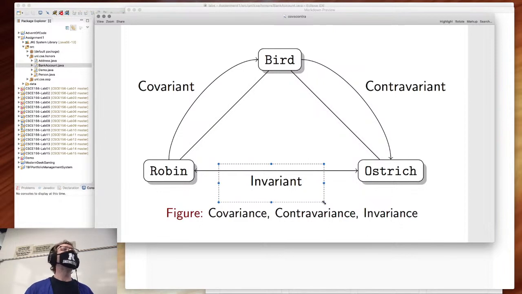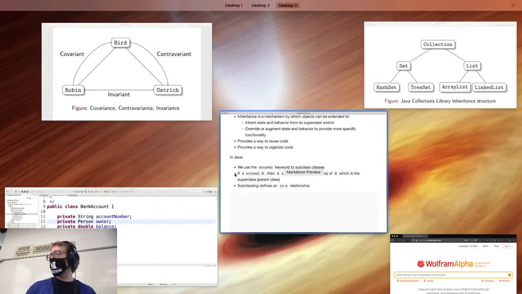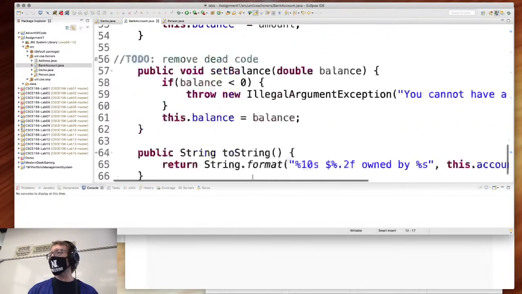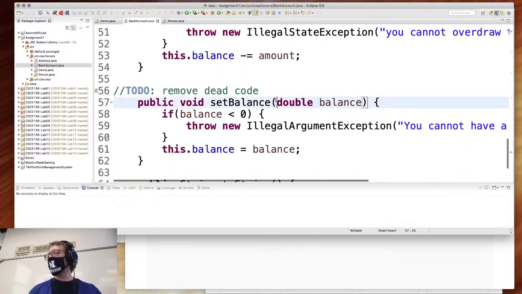That's definitely an invariant coercion type. You cannot convert a robin into an ostrich. Okay. So now let's go back to our code, and I've got a bank account here, but so far the bank account is just the account number, the owner, which has an address and a bunch of other information, and a balance.